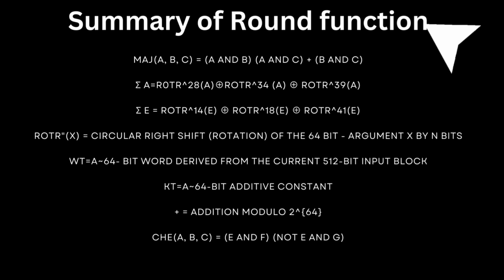In summary, the round function in SHA-512 is a complex sequence of operations designed to thoroughly mix and transform the input data, making it computationally infeasible to find two messages with the same hash output or to reverse engineer the original message from the hash output.